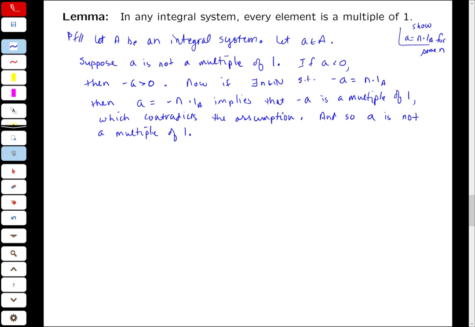And they go straight to let C be the least, well, I'm going to say smallest element in A plus which is not a multiple of 1.